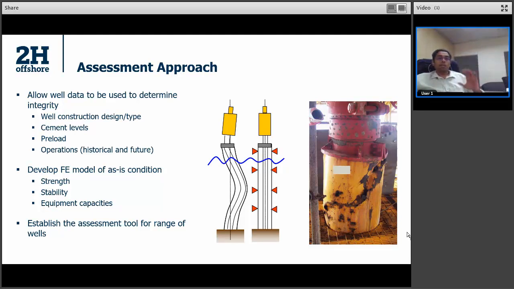And lastly is the operations, as in what are the historical and the future operations that you're going to go through. Conductor systems normally go through three essential aspects: strength, stability, and fatigue. For strength, the higher the axial load, the higher the strength being utilized. Conductor guides along the platform play a very essential role in providing stability by restricting the free span. At the same time, they also restrict the conductor movement and improve the fatigue. And it eventually boils down to the equipment capacities such as connectors and so on.